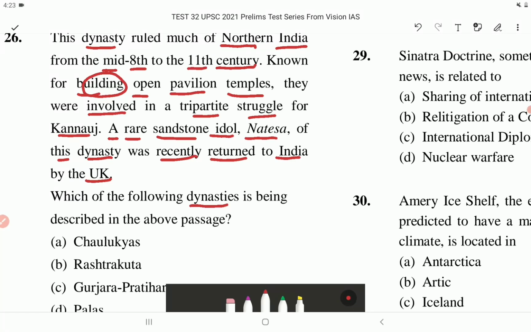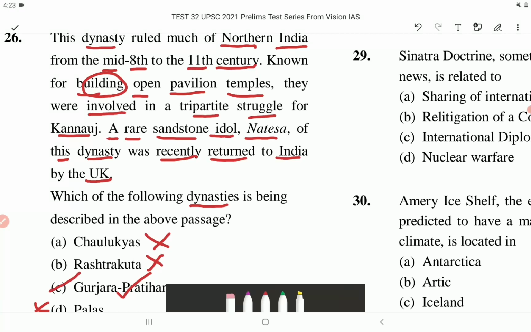Option A, Chalukyas, incorrect. Option B, Rashtrakuta, incorrect. Option D, Pallavas, incorrect. Option C, Gurjara Pratihara, this is correct. So option C is the correct answer.